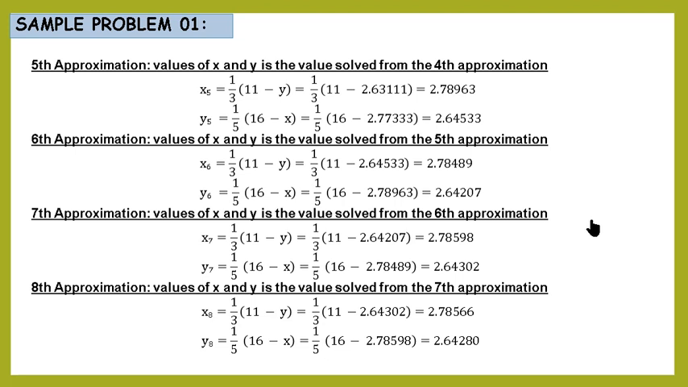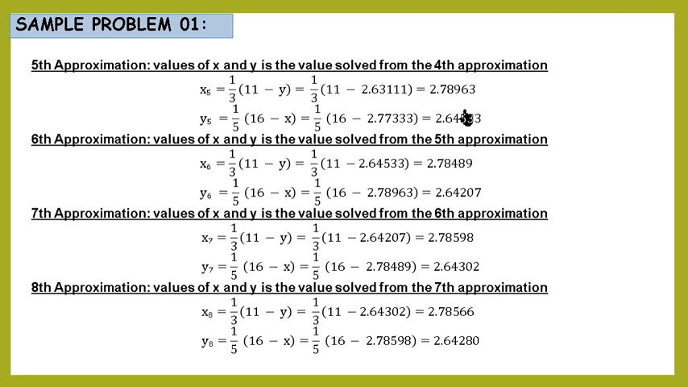And then, for our fifth approximation, i-substitute lang natin yung values natin dito sa y, yung nakuha natin sa fourth approximation. And then, dito sa x yung nakuha natin sa fourth approximation dito sa y. So, we have 2.63 and 2.77. And we need to solve that. Ito yung lalabas na value.